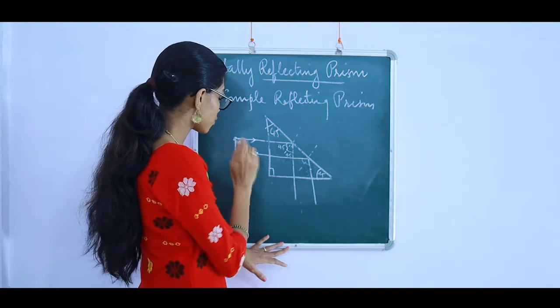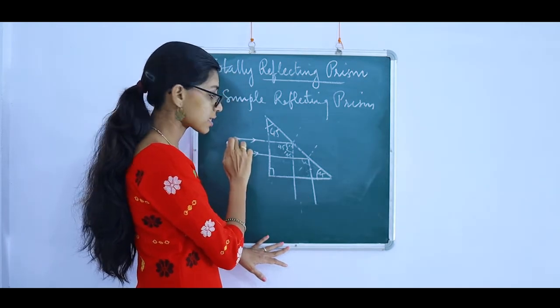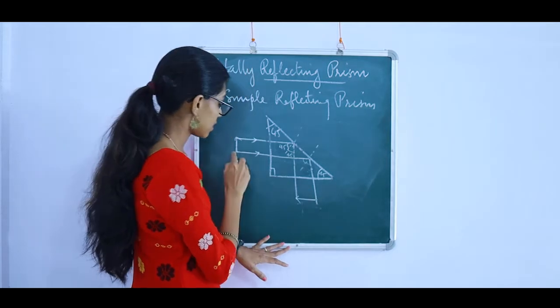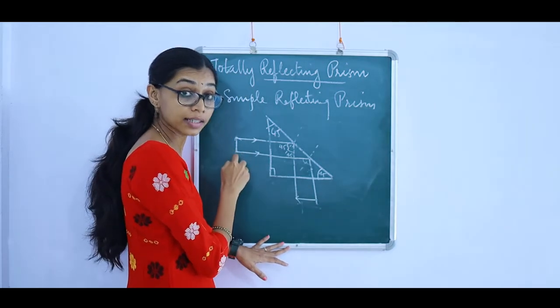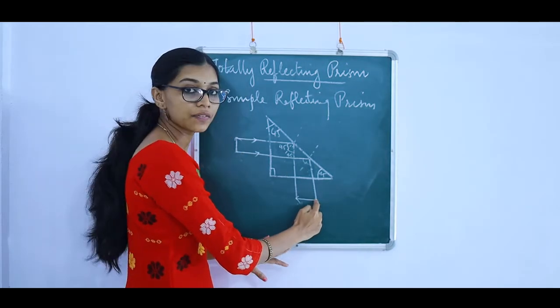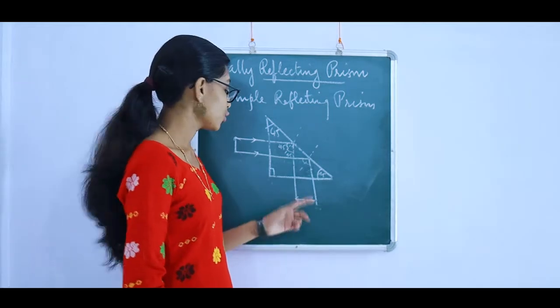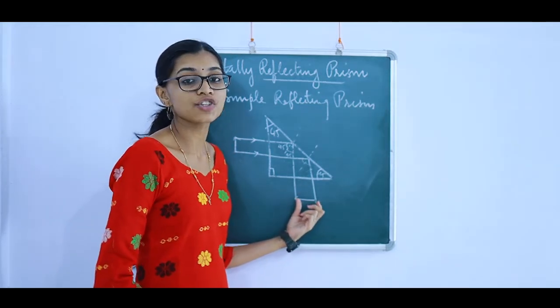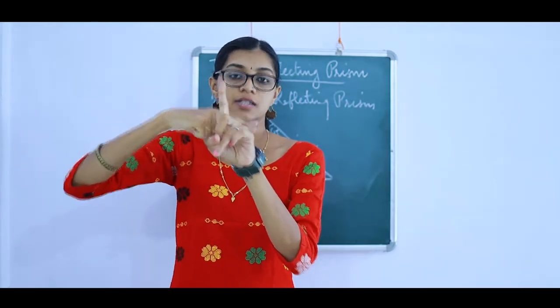They go like this. So you have your object's head here. The head will be here and the image object's tail here and the tail this side. So you see, you have your object kept like this and you have your image kept like this. You have your object kept like this, your image is fallen like this. So you have a simple reflecting prism.